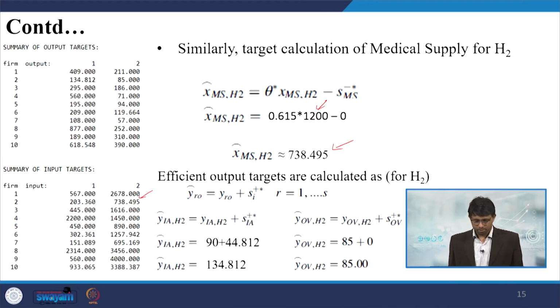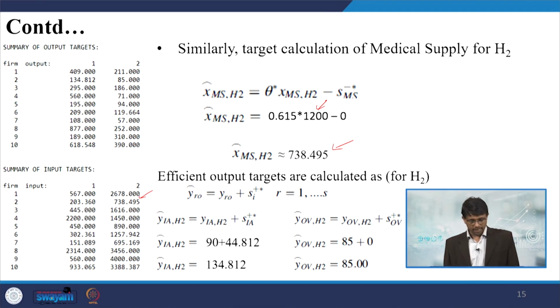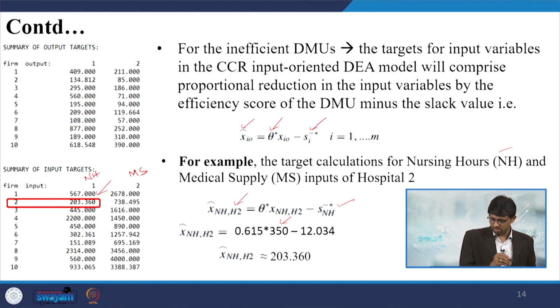Similarly, you can also calculate the output targets, and the formula will be different, input targets and output targets are different. When it is output target based, though it is an input oriented model, our slacks will be positive, is it not, as I told you in our theoretical explanation. So, it is positive, so the slack is added. Now, the output slacks have to be added, not input slacks. Again for the medical supply MS, we are trying to find out this result, for NH and MS.